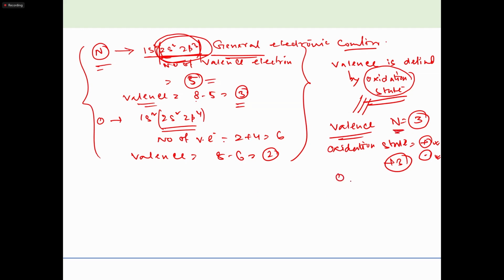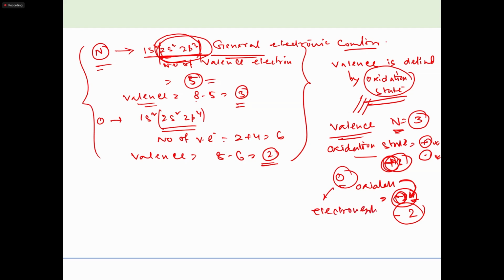Now this is for the nitrogen case. Now for oxygen, the oxidation state will be -2. Here it is positive, so why is it negative? The digit is the same. Oxygen valence is equal to 2, so the oxidation state will be 2. But why is this negative sign coming here? Because of the electronegativity. Why is it negative?